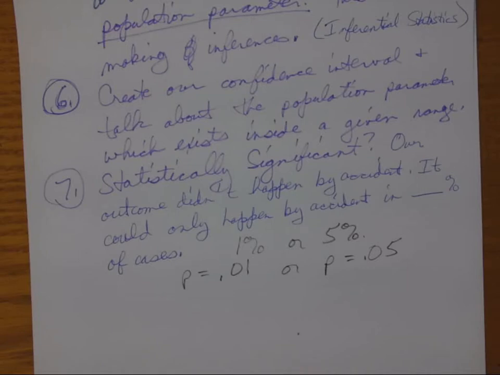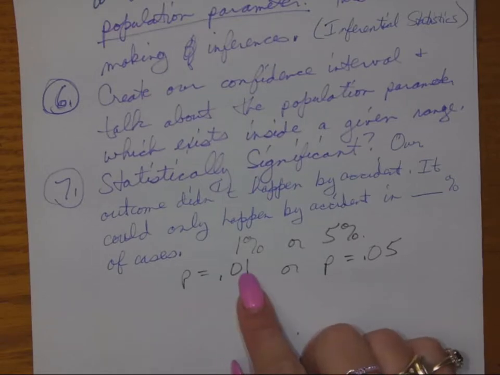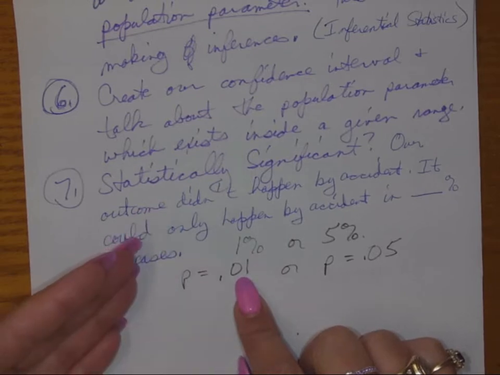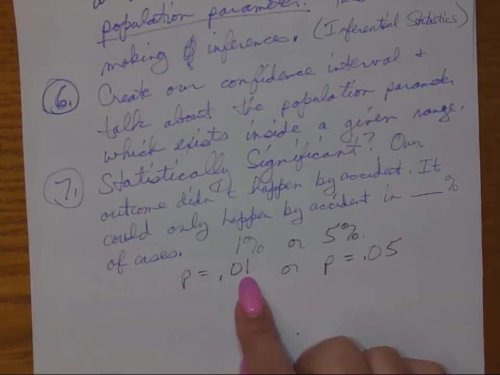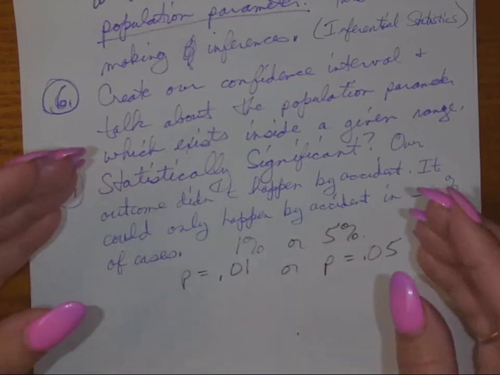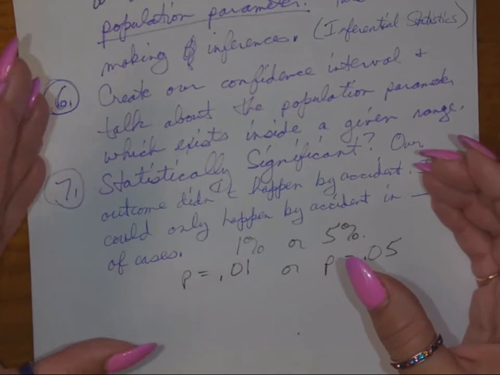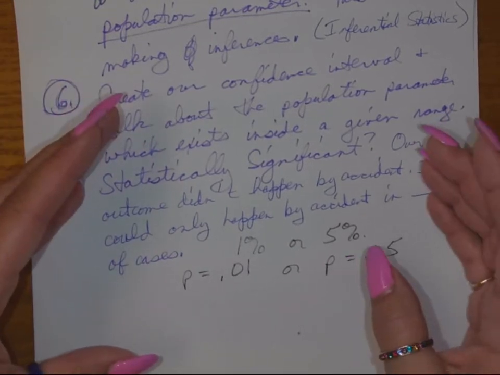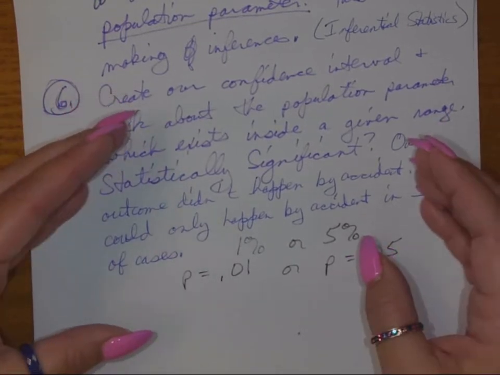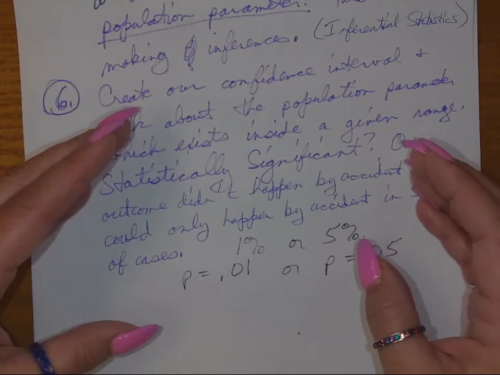Because it could only happen in this case 1% of the time by accident, that means what? 99% of the time, it's happening on purpose, right? And it's happening on purpose because of whatever it is we're doing. So, for instance, if we see a significant difference in the tomatoes that we planted, one field has fertilizer, one field does not have fertilizer, and we see a significant difference in the weights and the measurements and all that.